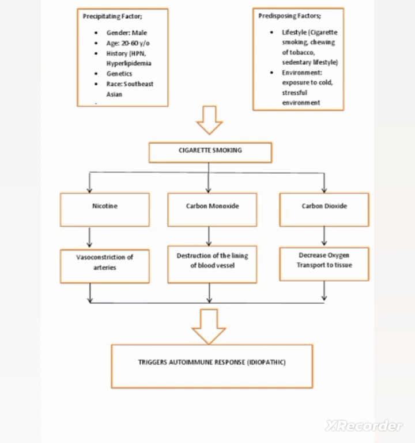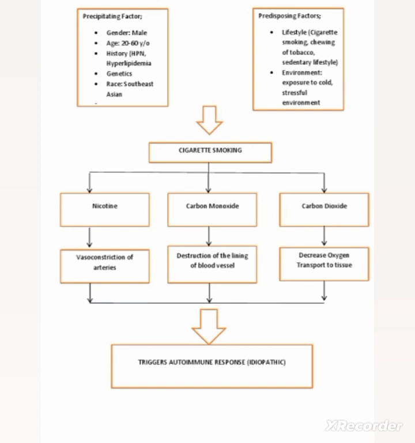Then genetics is one of the reasons. Then race, that is Southeast Asians, are common with this condition. Then predisposing factors, mainly lifestyles, that is cigarette smoking and tobacco chewing, are more prone to get this disease. Then sedentary lifestyle. Then environmental factors like exposure to cold and a stressful environment, both are predisposed to this condition. Actually, cigarette smoking is one of the main reasons for Buerger's disease.